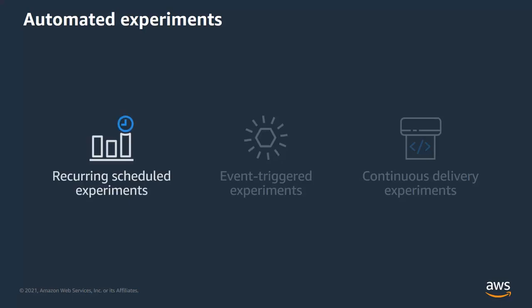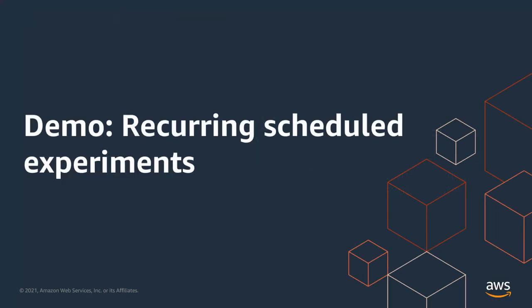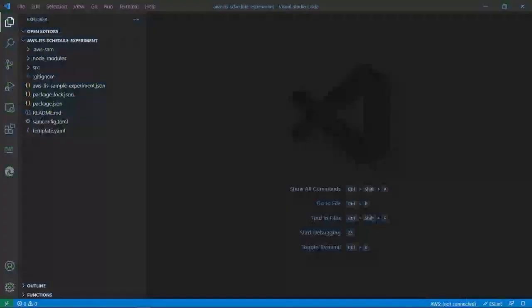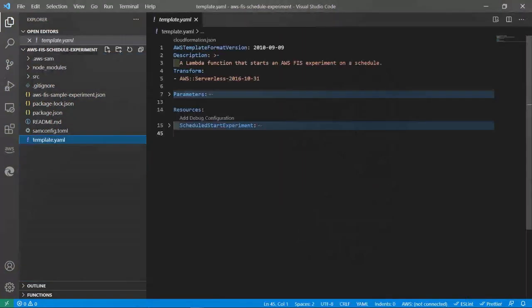So first off, we have what I call recurring scheduled experiments. We can schedule experiments and run them on a scheduled basis over and over again. So I want to show you an example of how we can do that. The functionality for this today isn't built into AWS FIS. So what I'm doing is I'm using the SDK that is available.